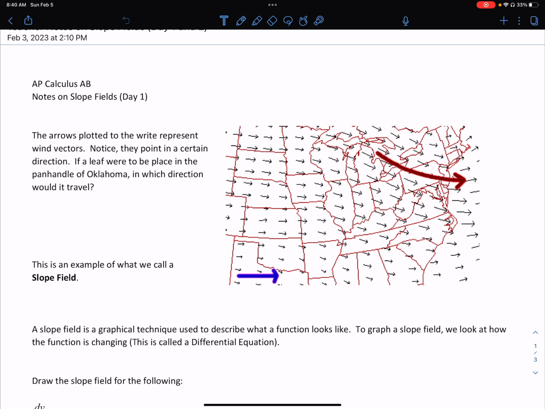Hello, welcome back. Today we're going to talk about slope fields and their applications. If we look at this map of the US, these arrows represent wind vectors. Notice they point in a certain direction.